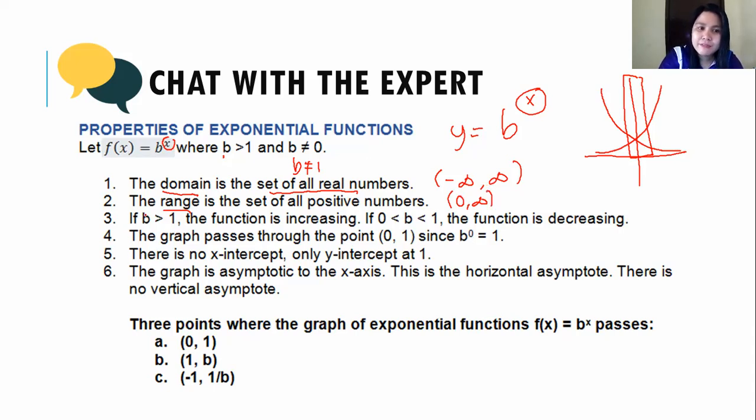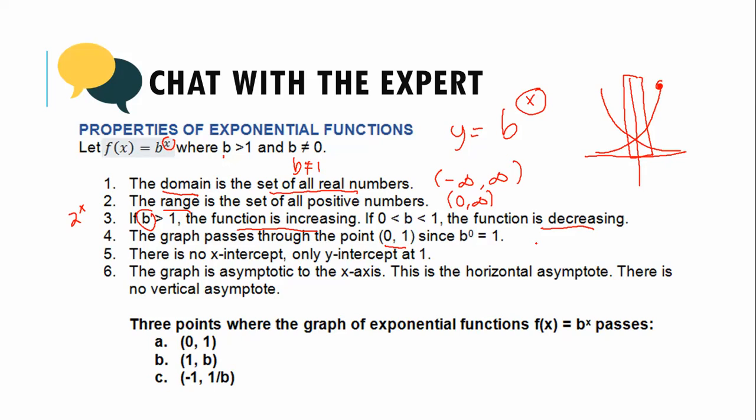Next, if our b is greater than 1, like 2 to the power of x, our function is increasing, like the first one. But if our b is between 0 and 1, then our function is decreasing. The next one, our graph passes through the point (0, 1). Why? Because any number raised to the 0 exponent, the answer is 1.